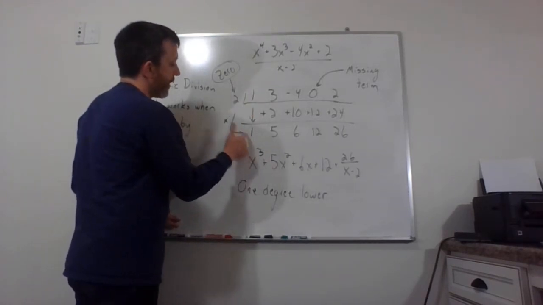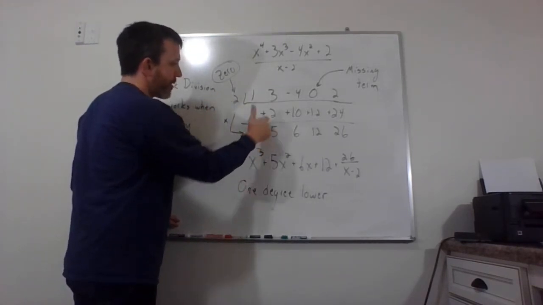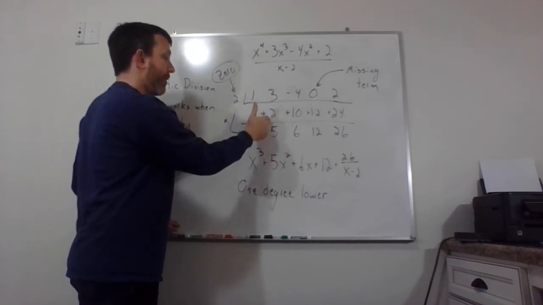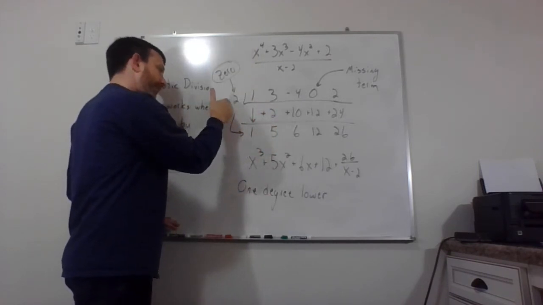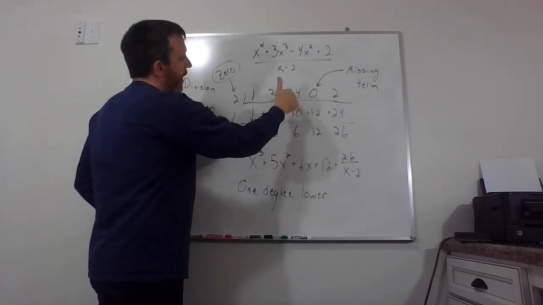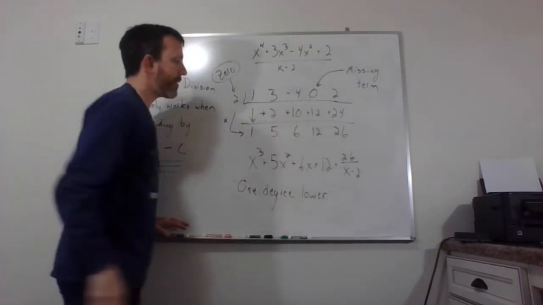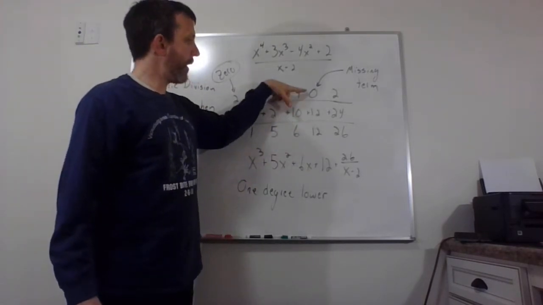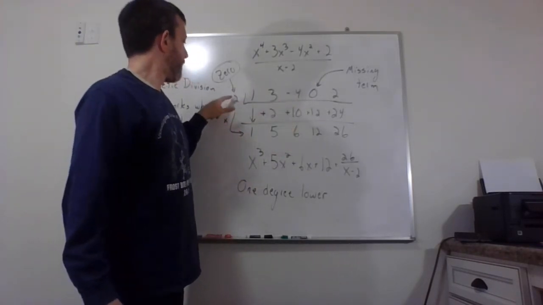So down comes the 1. I multiply. 2 times 1 is 2, and I put that up right underneath the 3. Now I add. 3 and 2 makes 5. Then I multiply again. 2 times 5 is 10. And I add. Negative 4 and 10 makes 6. And I multiply. 2 times 6 is 12. And I add. 0 and 12 makes 12.